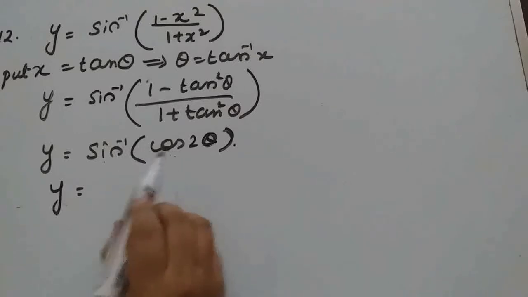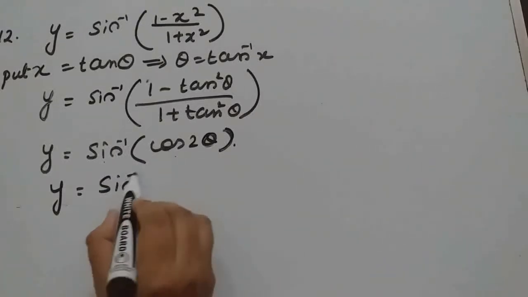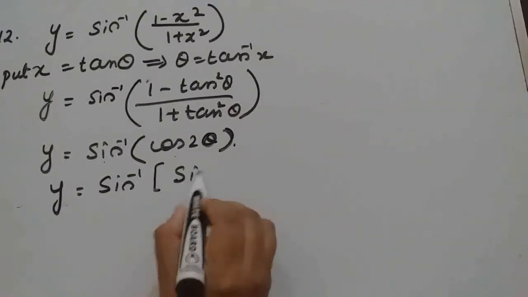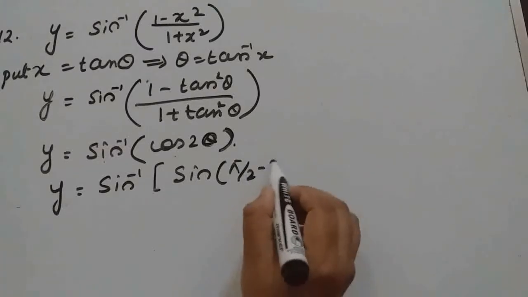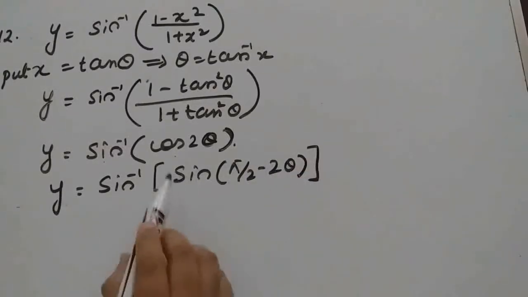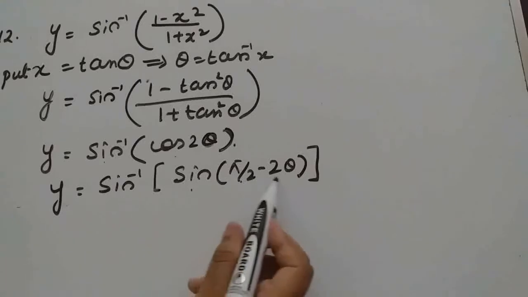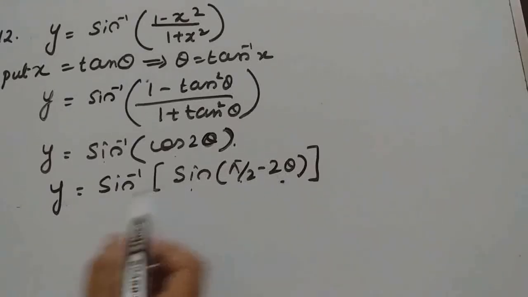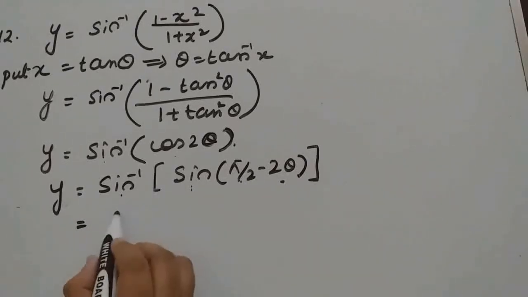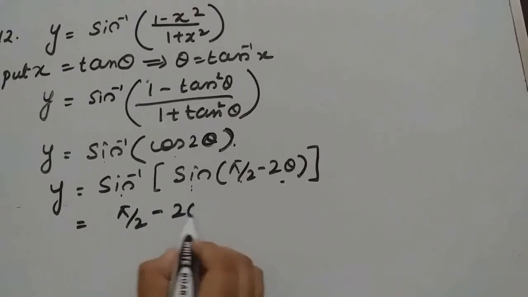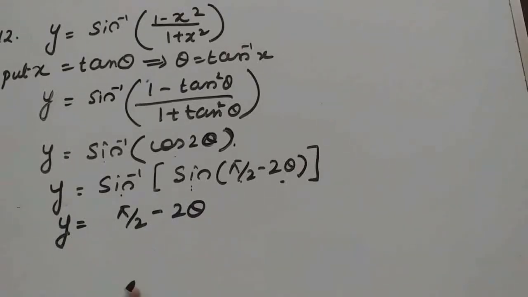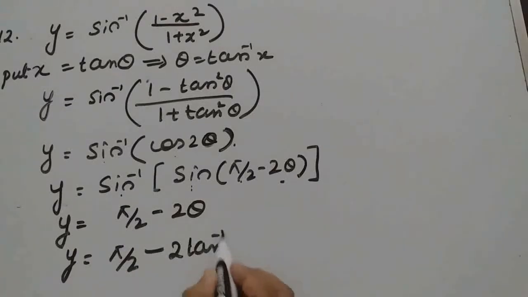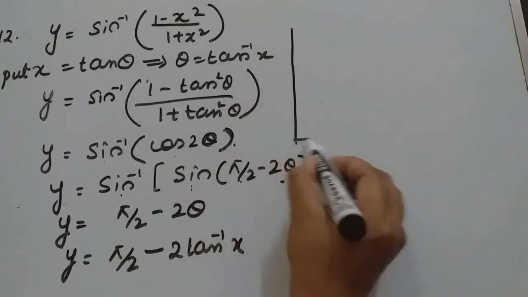So by using the property of inverse, this cos we can write as sine of (90 minus theta) by using complementary angle, isn't it? Cos theta is what? Sine of (90 minus theta). So this will go to pi by 2 minus 2 theta. Okay, but theta is what? Tan inverse x.